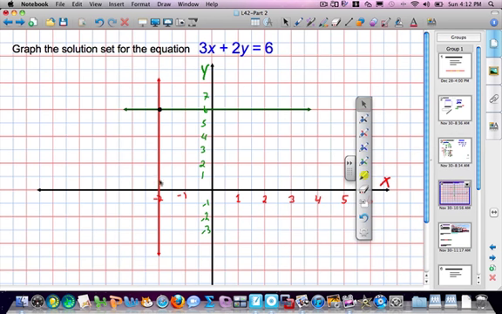So move my x value to where it's 0. That's sitting on the y-axis. Move the y value down to where it's 3. And at that intersection point lies the point x is 0 and y is 3.